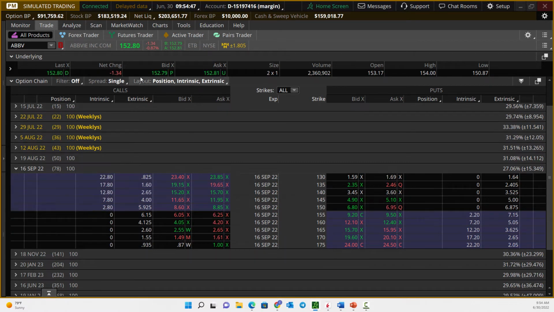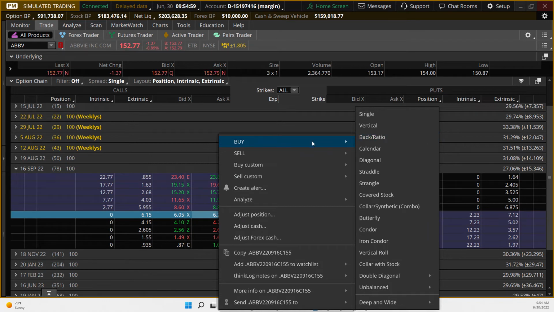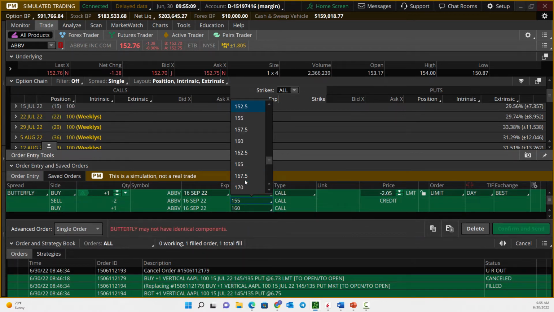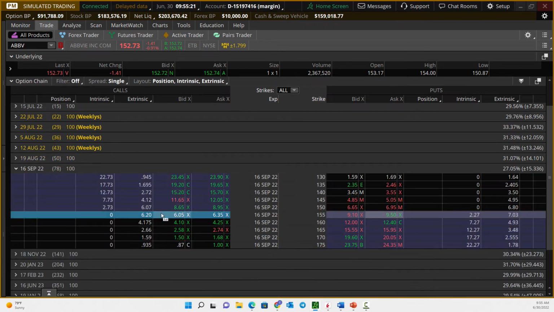So let's just look at this. The stock's at 152.80. 170-ish was kind of our target. We could probably build a 15-point wide butterfly. So let's go buy butterfly. I'll take this down to a simple 1. And we're probably going to be at something like a 155, 170, 185. And there's not a 185 strike even available. So that's a problem. Okay, so let's nuke that.